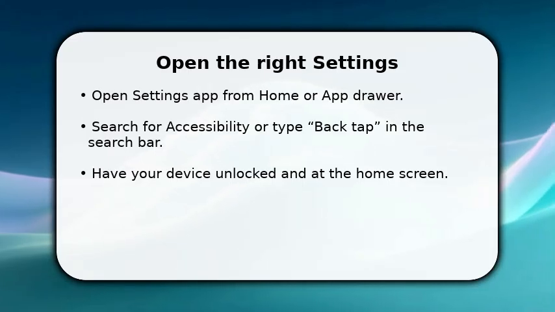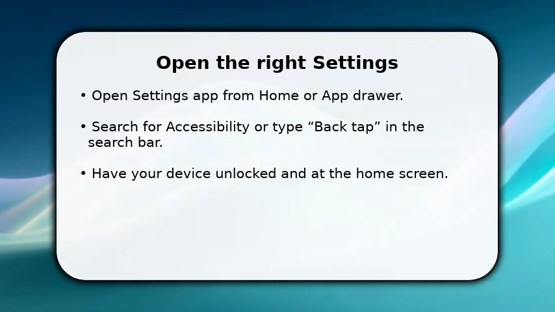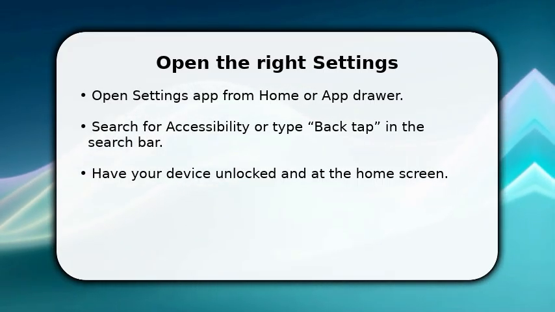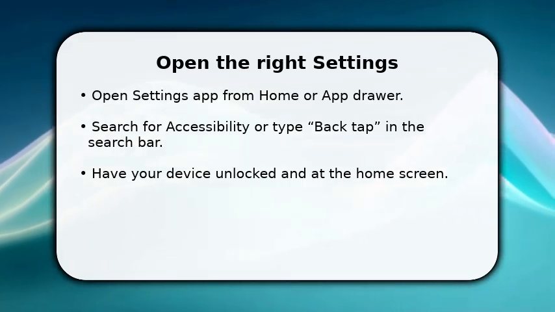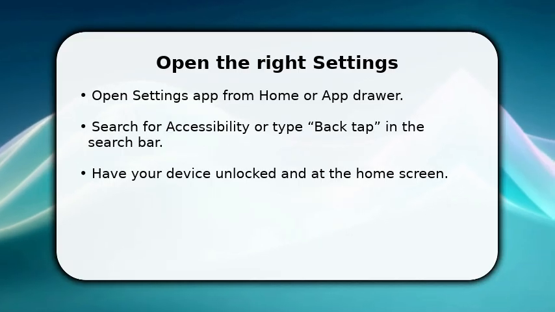You'll start inside Settings so you can remove the back tap screenshot quickly. Tap Settings, then use the top search box and type Back Tap or Accessibility. Once found, open Accessibility to reach interaction controls.